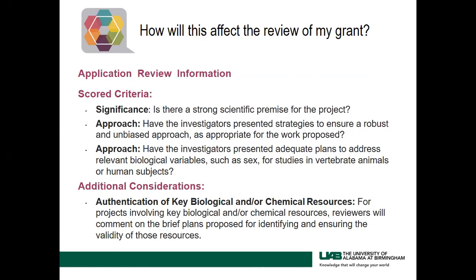Robust or non-biased approach, right? That's pretty much the statistical approach. Have the investigators presented adequate plans to address relevant biological variables, such as sex? That's the one they always do. Or, I point out, you also got to keep up with age. Age matters tremendously for studies in animals or human subjects.